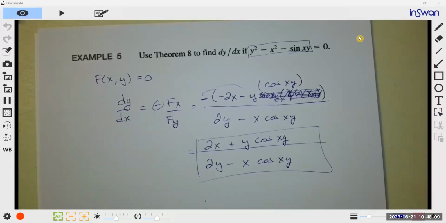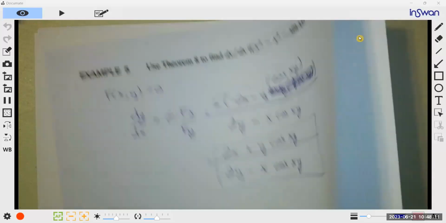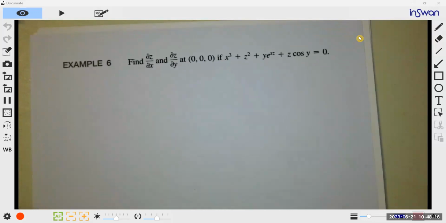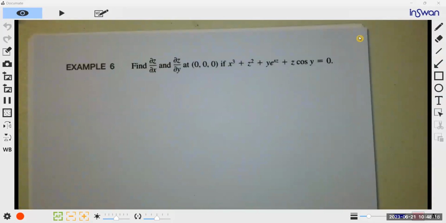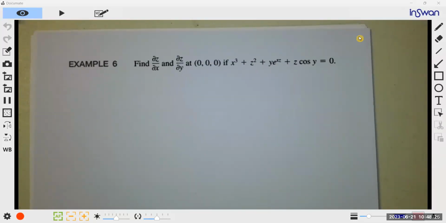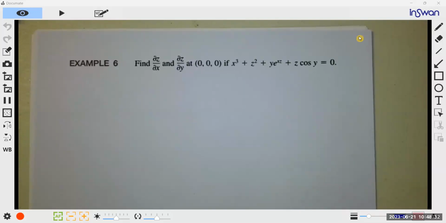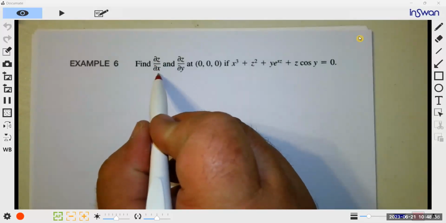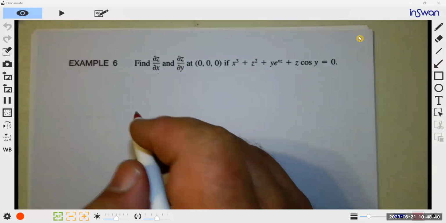Let's look at another example here, with 3 variables. Again, it doesn't matter. We do partial derivatives. It doesn't matter how many variables you have. You just repeat the same process. And the diagram, you just have another arm added to it. Find the partial dz/dx and the partial dz/dy.